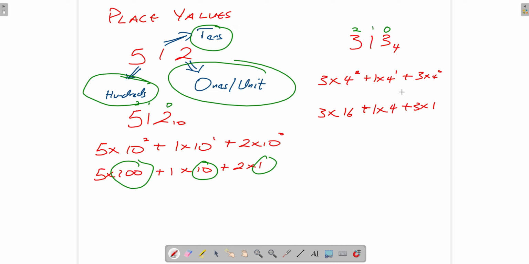Any number to the power 0 is 1 according to the laws of indices. So the place value of this 3 here is 16. So we'll just say 16. We can call it 16. The place value of 1 here is 4. And the place value of 3 here is 1.